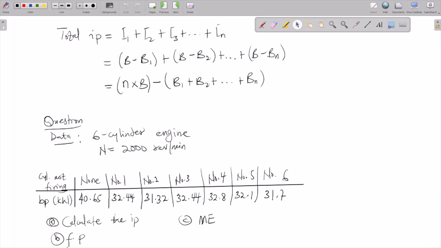So an example in this case is a 6-cylinder engine running at 2000 revolutions per minute. Now, when all the cylinders are firing, the brake power in kilowatts, which was recorded, was 40.65 kilowatts. Now, when cylinder number 1 is not firing, or in this case being cut off, the brake power that will be recorded will be 32.44, and then the rest of the other data being recorded for the rest of the cylinders. Now, our job is to calculate the indicated power, the friction power, and then the mechanical efficiency.